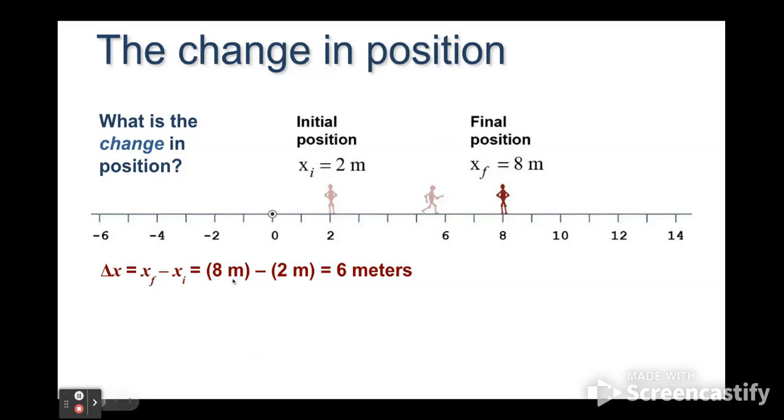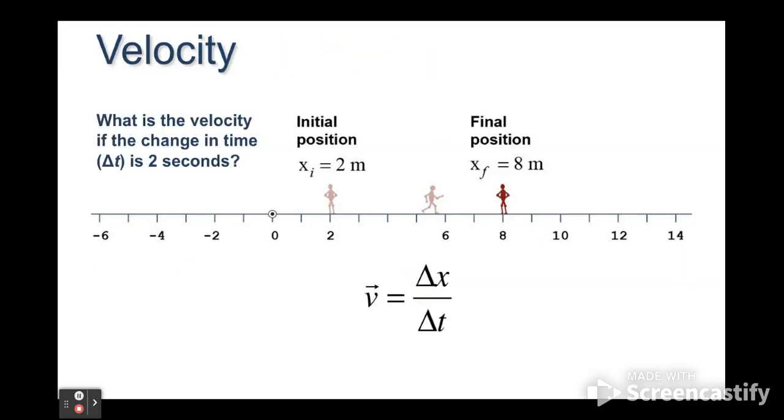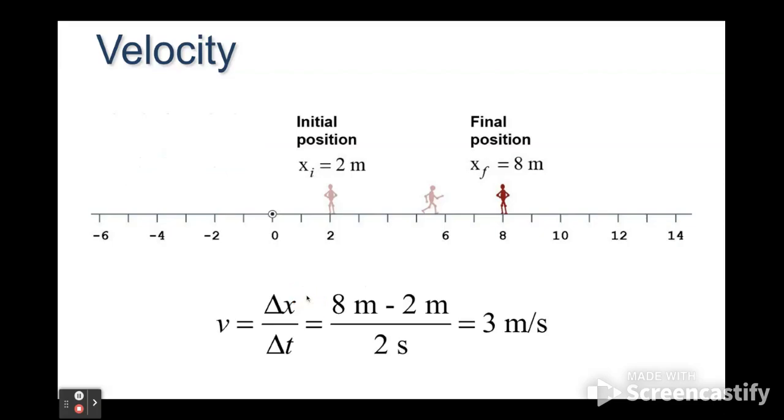So you can plug those values in. 8 meters minus 2 meters equals 6 meters. So the change in position is 6 meters. And then in this particular problem, they're so kind, they don't make us calculate the value of time and the change in time, so they just give it to us as 2 seconds.